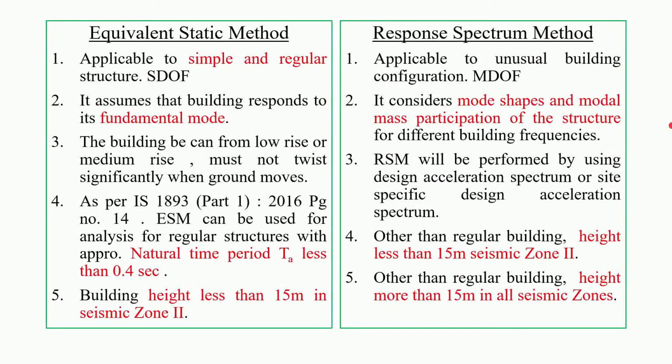So the fourth point says that if the building is unusual in configuration and it lies in zone 2 and the height of the building is also less than 15 meters, then you have to consider the response spectrum method for analysis. And the other point is that if the building height is more than 15 meters in any of the seismic zones, then also you have to consider the response spectrum method.